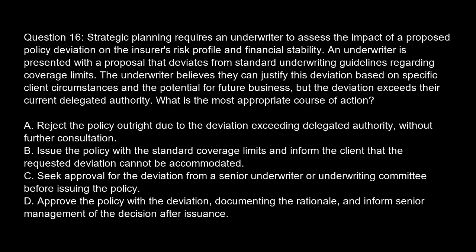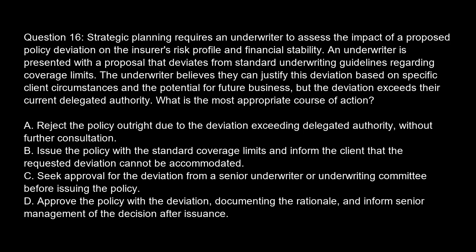Question 16. Strategic planning requires an underwriter to assess the impact of a proposed policy deviation on the insurer's risk profile and financial stability. An underwriter is presented with a proposal that deviates from standard underwriting guidelines regarding coverage limits. The underwriter believes they can justify this deviation based on specific client circumstances and the potential for future business, but the deviation exceeds their current delegated authority. What is the most appropriate course of action? Option A. Reject the policy outright due to the deviation exceeding delegated authority without further consultation.